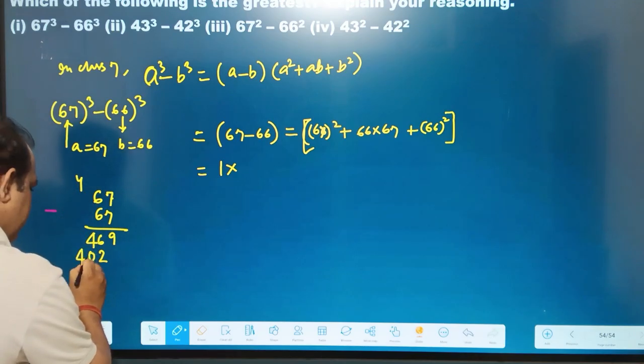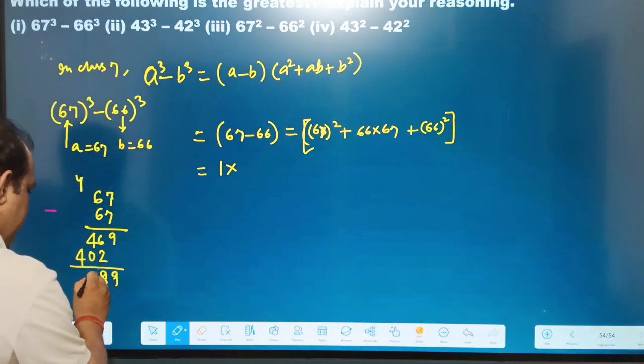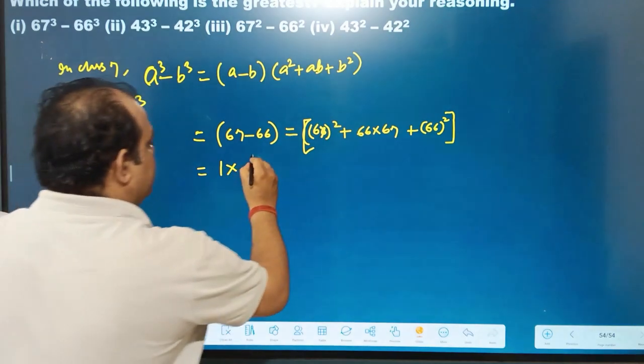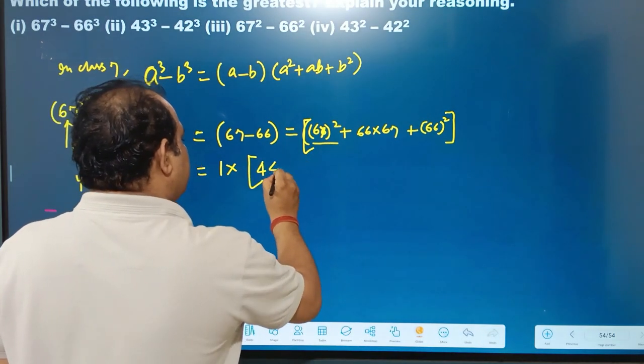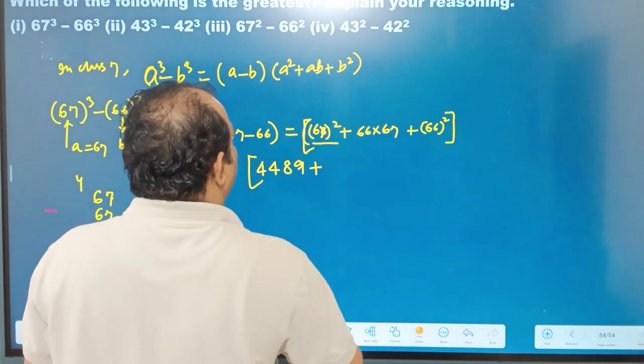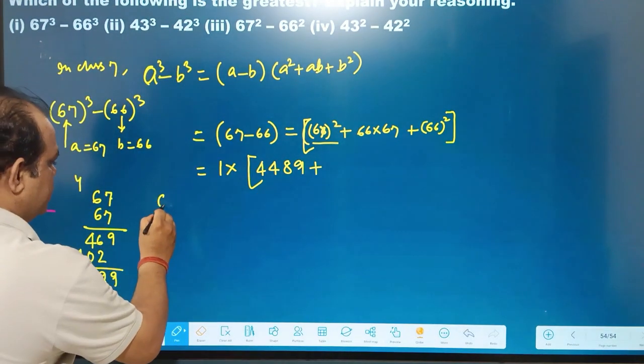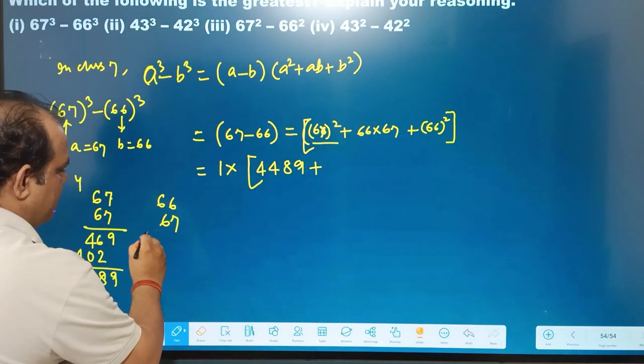So this would be this. This would be what? 96284. So this number is 4489 plus now 66 into 67. So 66 into 67, this much you have to do.